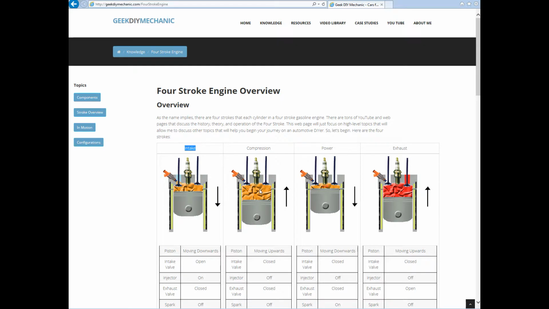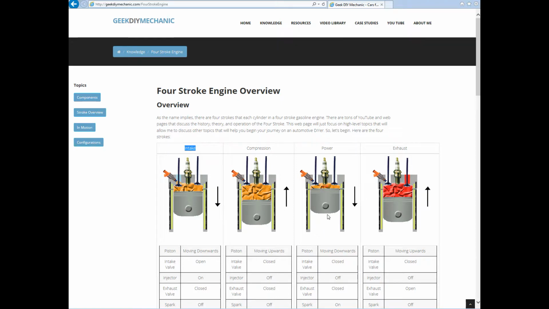As it reaches the top, it starts heading back down. The power stroke begins. Notice the valves are closed, the injectors are off, and the spark plug causes a spark. Electricity is applied to it, causes electricity to jump that gap, creates a spark, and ignites the air-fuel mixture, forcibly pushing this piston down. That's the power stroke. It's pushing the piston down. And again, that up and down motion is then translated in circular motion that's delivered to your tires.